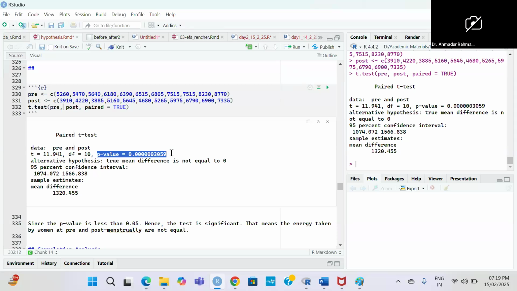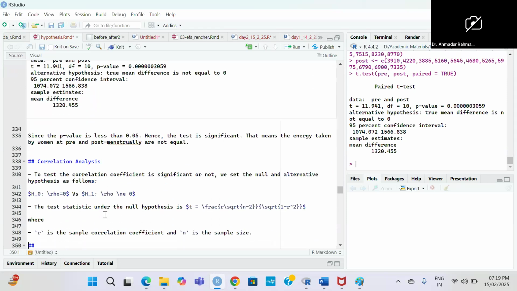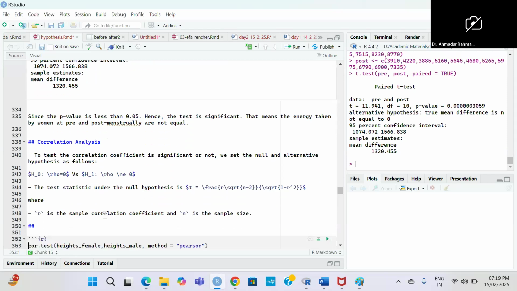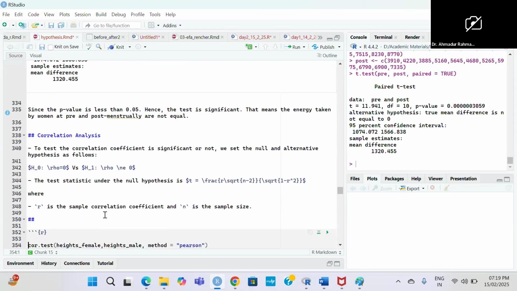Okay, then correlation analysis. We may calculate the correlations from the data set, and then we have to check whether the correlation is significant or not. So before going ahead, we will check whether there is any correlation between the males' and females' height. If there is any correlation between the two, then we will check whether the correlation is significant or not. So first we have to calculate the correlation, and for that the function is cor.